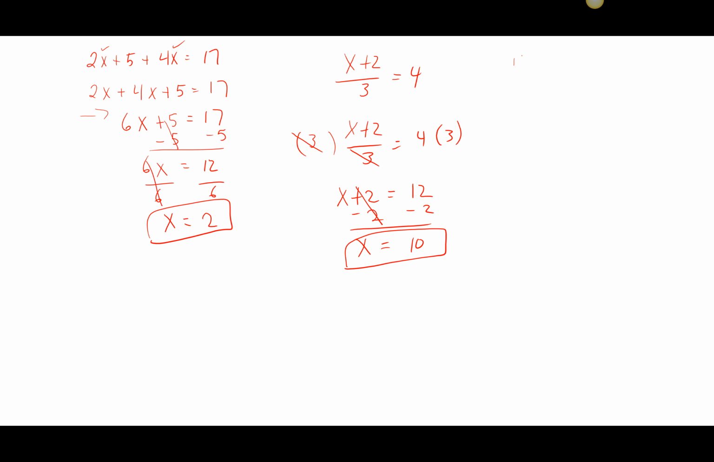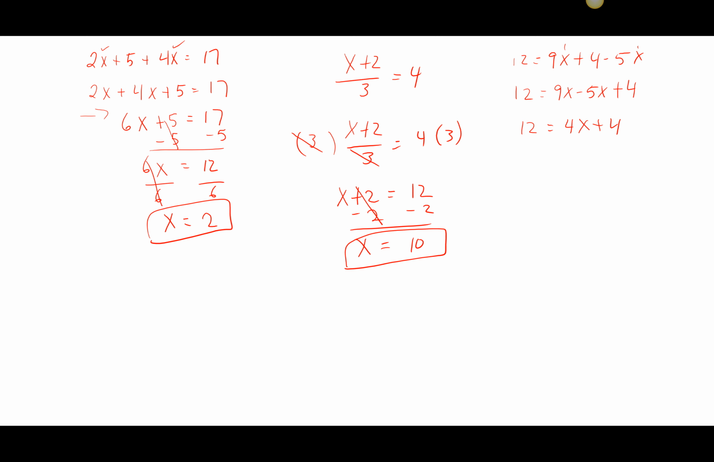Okay, let's do another one. 12 equals 9x plus 4 minus 5x. So again, we need to get these two together, okay? So 12 equals 9x minus 5x plus 4. 9x minus 5x is 4x. So 12 equals 4x plus 4.